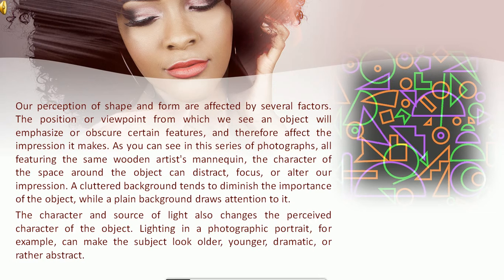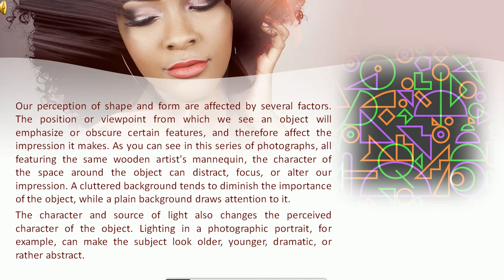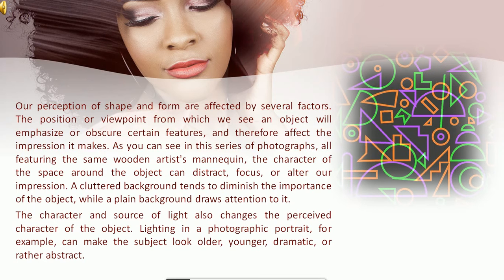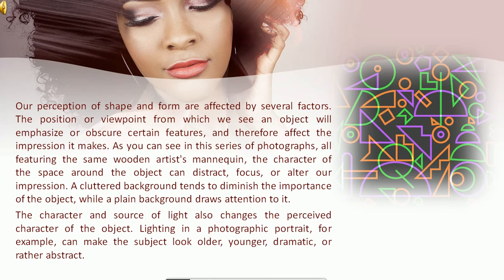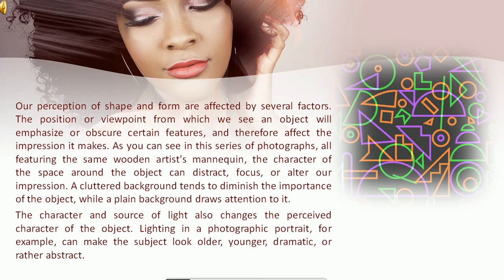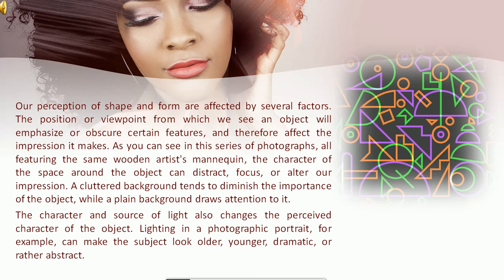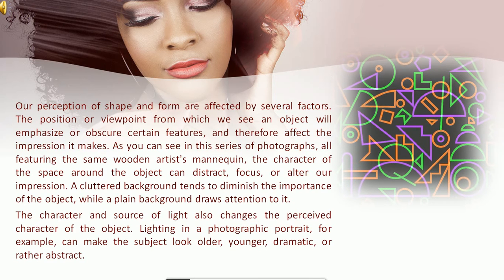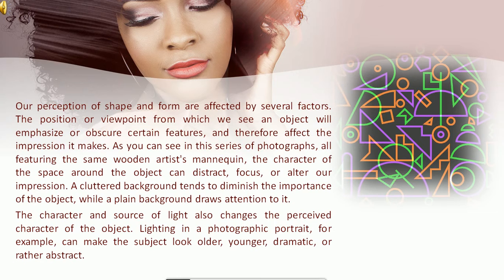A cluttered background tends to diminish the importance of the object, while a plain background draws attention to it. The character and source of light also changes the perceived character of the object. Lighting in a photographic portrait, for example, can make the subject look older, younger, dramatic, or rather abstract.